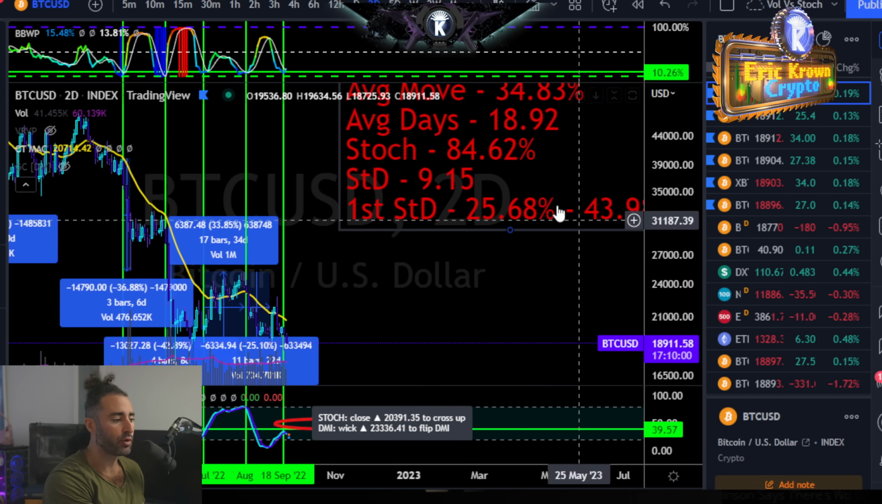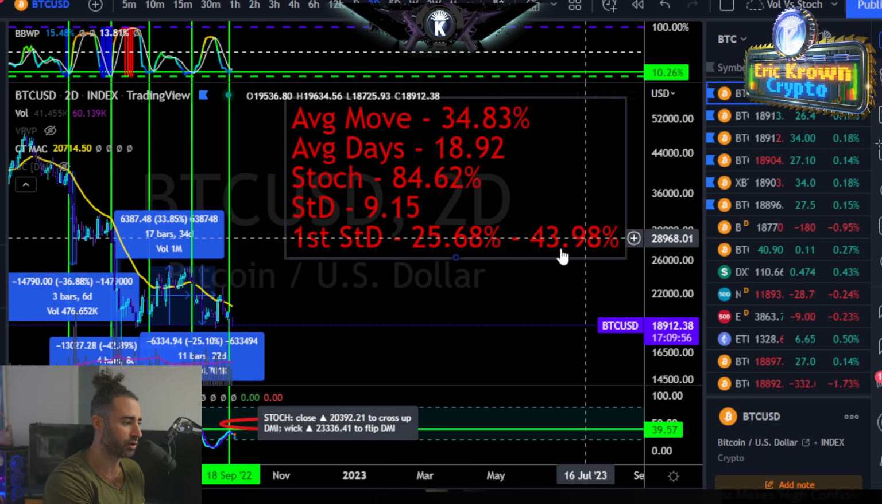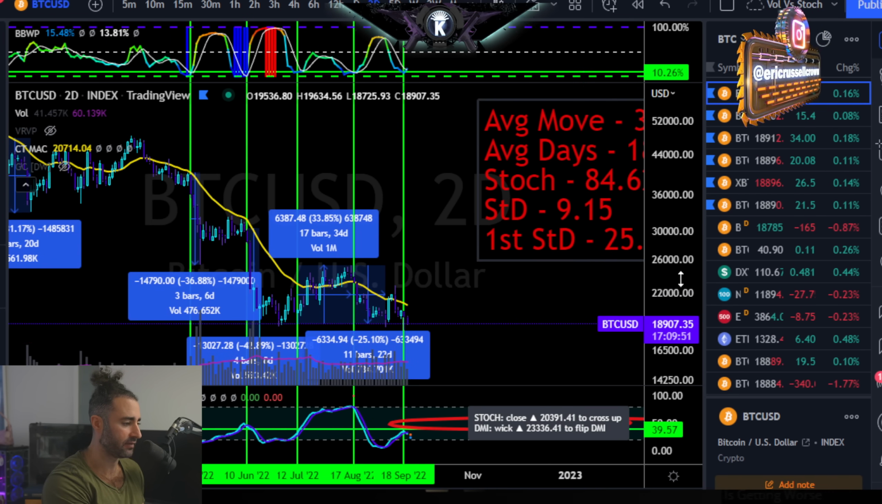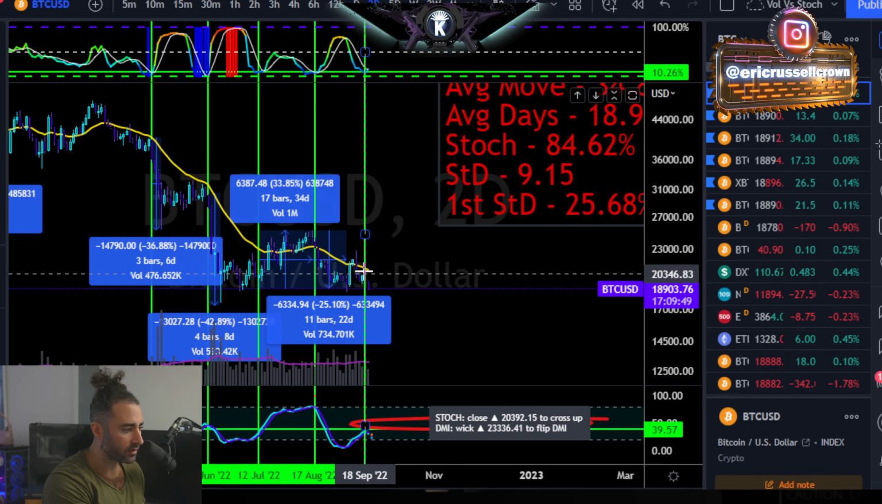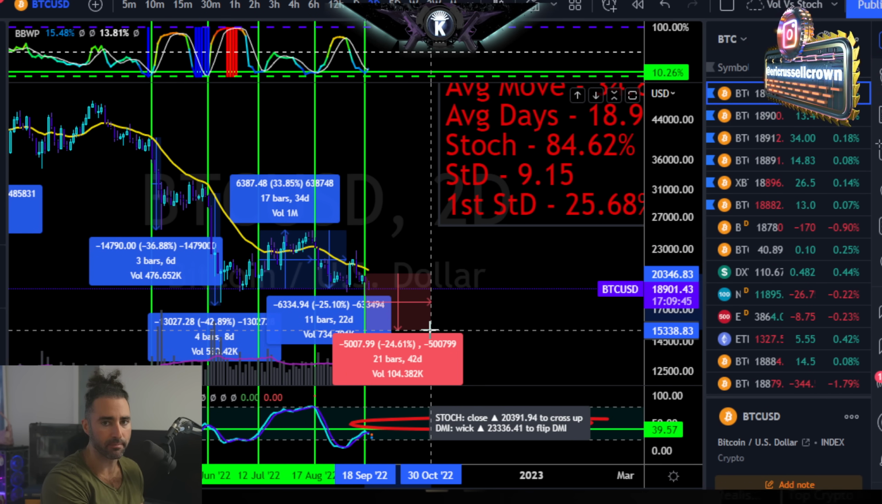So if we were to play around with these numbers here, I'll just go with the lower end of the first standard deviation and also the average move from the signal given, which we would define as a couple bars ago. If it does start to expand from here, well, if we go to the lower end of the first standard deviation, 25% would put Bitcoin in the mid 15s.